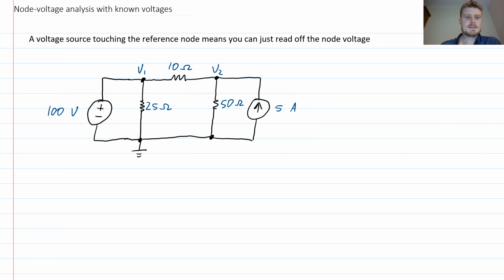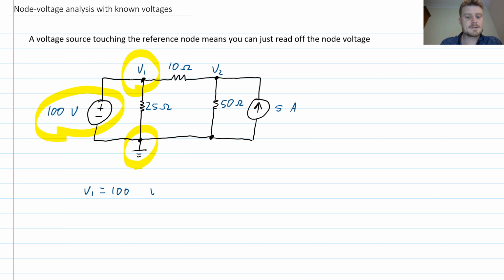So one circumstance in node voltage analysis that's really nice is if you have a fixed voltage source which connects to the reference node and then also connects to one of your unknown nodes that you're trying to solve for. And this is nice because in this circumstance, you can actually just write down what that node voltage is directly. So here V1 is just 100 volts, and we just read that straight off the circuit.